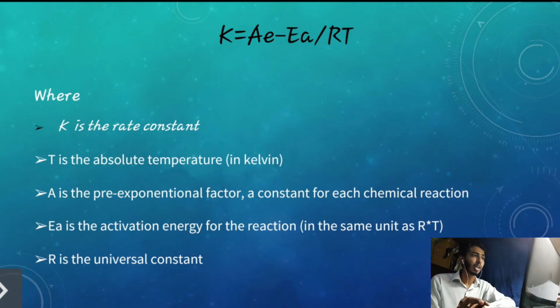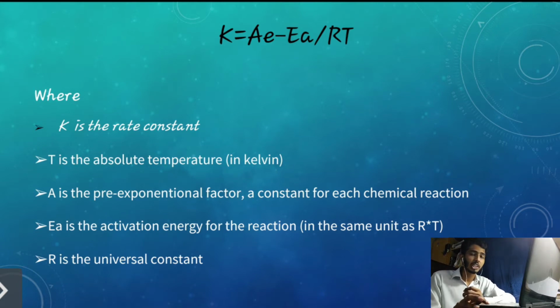k is equal to A into e to the power minus E upon RT, where k is the rate constant and T is the absolute temperature in Kelvin. A is the pre-exponential factor, a constant for each chemical reaction. E is the activation energy of the reaction in the same unit as RT. R is a universal constant, and we know that the value of R is 8.314.